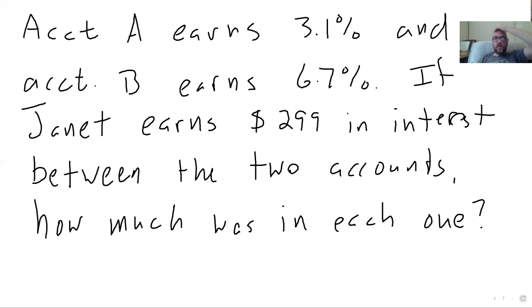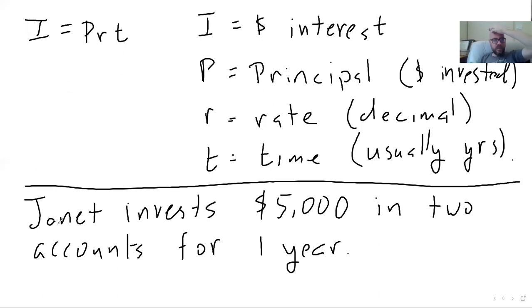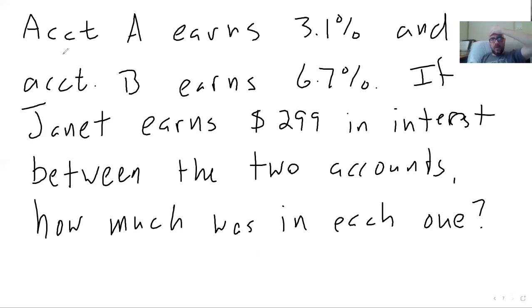Okay, so there's a lot to take in here. So let's back up and start at the beginning. Janet has invested $5,000 in 2 accounts for 1 year. First account, she gets 3.1% interest, and the second one gets 6.7%. If the total interest was $299, how much was in each account?